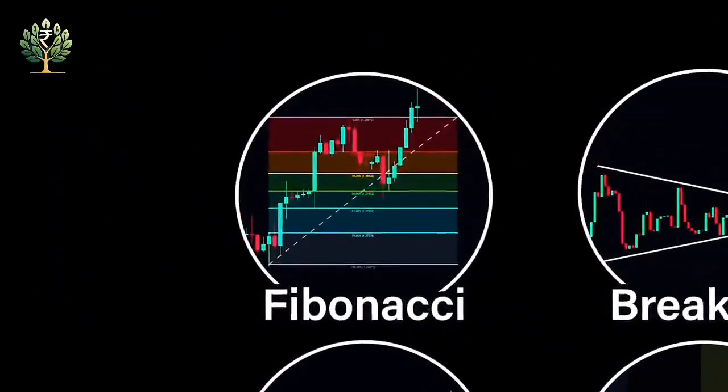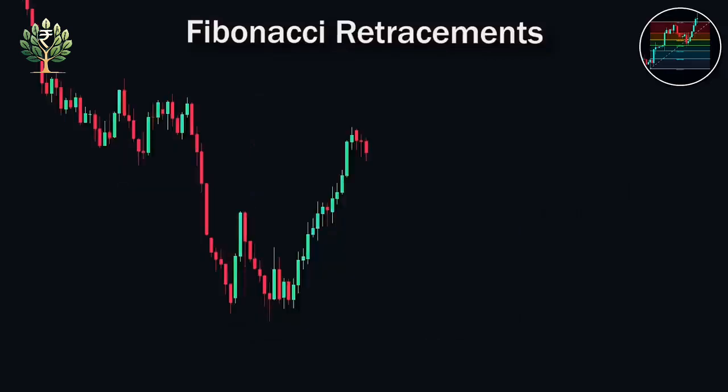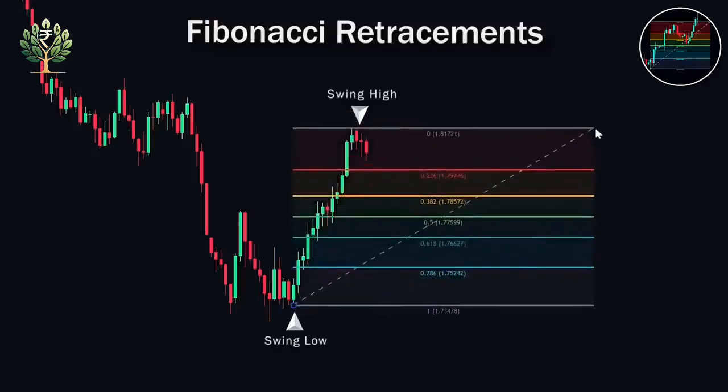Fibonacci Retracements. It is a tool that displays horizontal lines based on the Fibonacci numbers. These lines can then be used as key support and resistance levels. To use the Fibonacci retracement tool, you first start by identifying a swing low and swing high on a chart. Then, drag the tool from the swing low to the swing high.